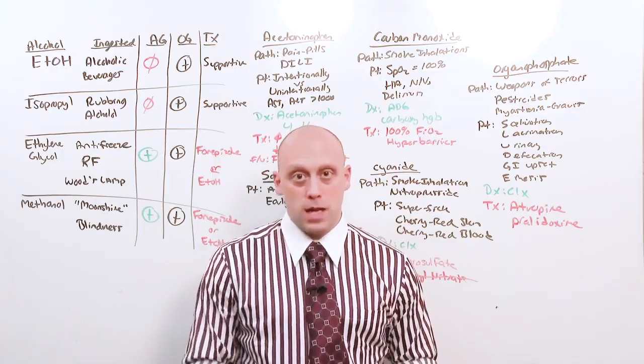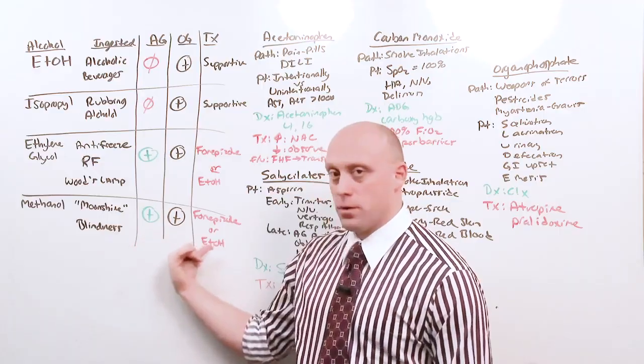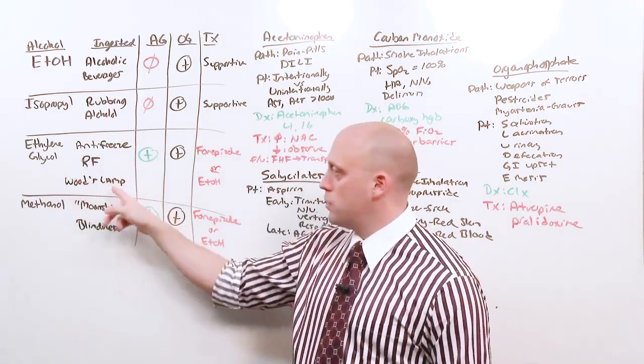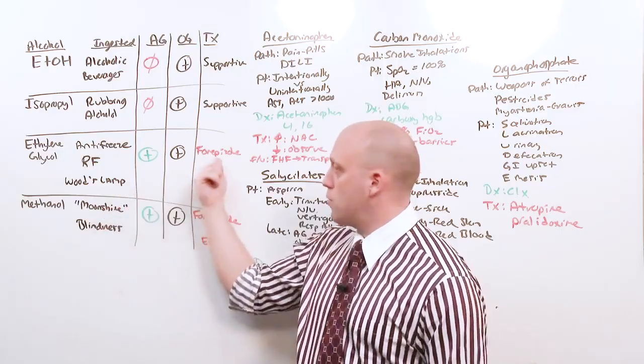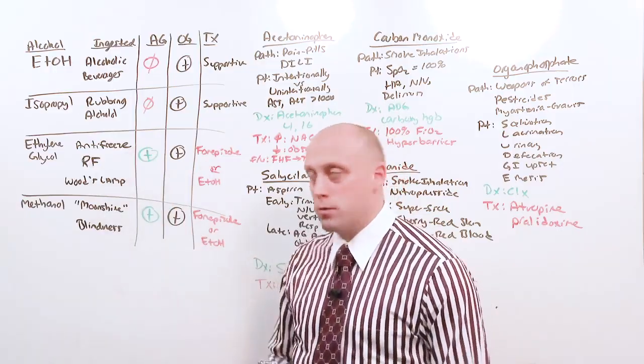All right, lots of little details in this one, generally considered low yield, but you might see a question here or there. So the highlights are this. Methanol's moonshine, anion gap, use fomepizole. Ethylene glycol, renal failure, use a Woods lamp, anion gap, use fomepizole. Isopropyl alcohol is ingestion of rubbing alcohol, supportive.